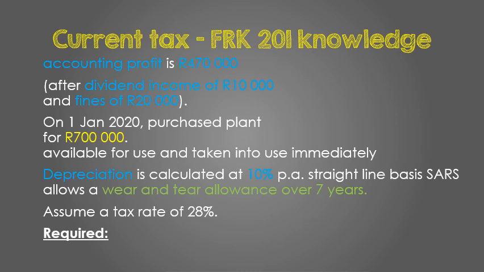So if we now take this information and we are asked to calculate the current tax expense, then what we do is we start with our accounting profit. We make all the necessary adjustments in order to get to our taxable income. Taxable income, we multiply by 28%, and that gives us our current tax expense. Now please pause this video here and see if you can calculate the current tax expense.